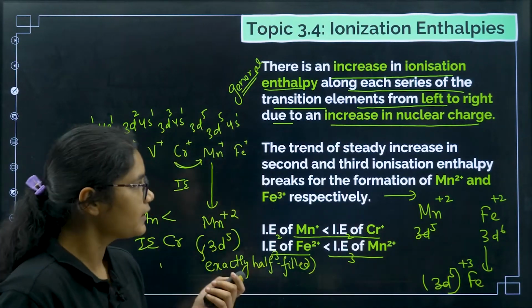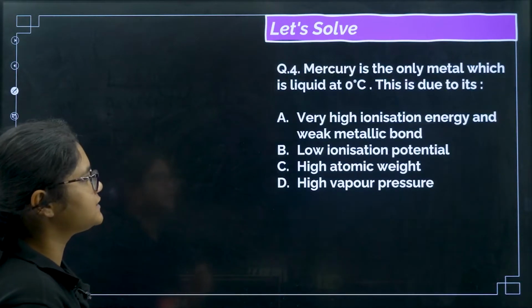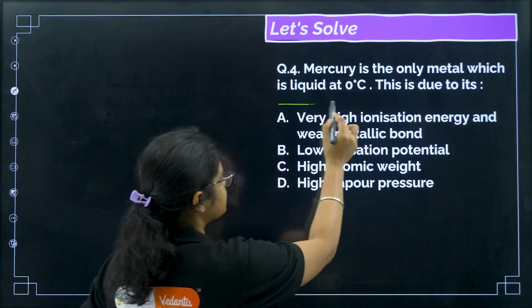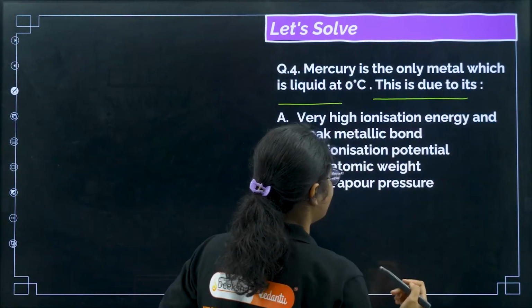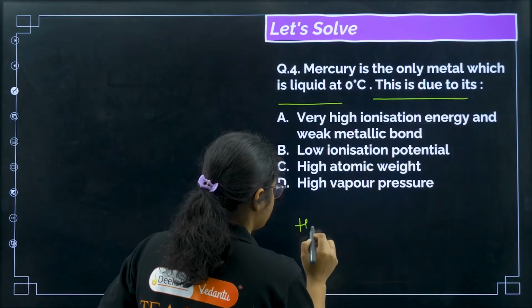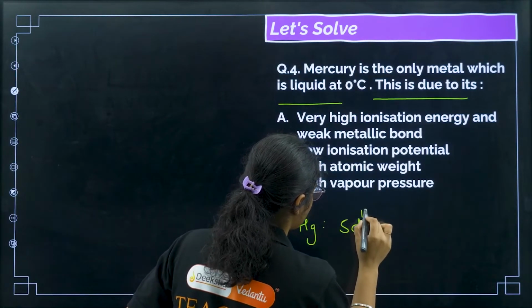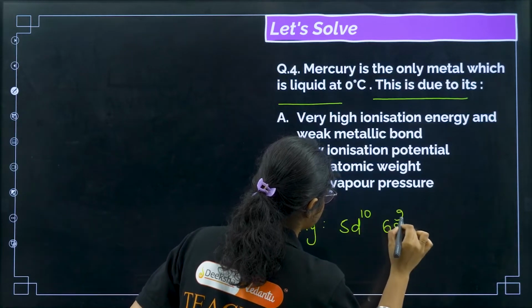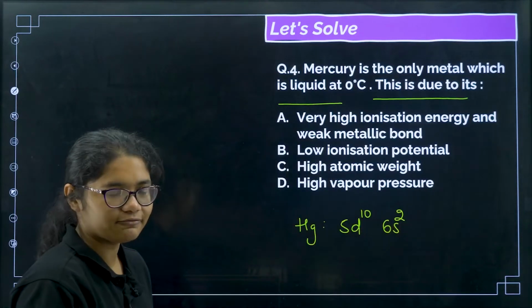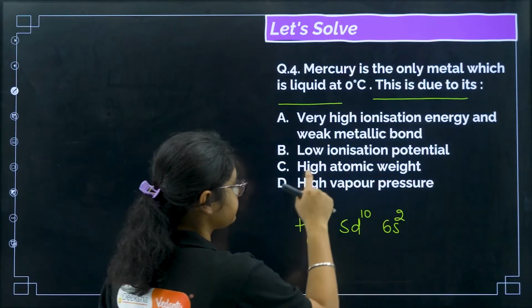Okay, fine. Now let's solve some questions here. Mercury is the only metal which is liquid at 0 degrees Celsius. This is due to its... So for mercury, in zinc, cadmium, mercury, its electronic configuration is 5d10 6s2.